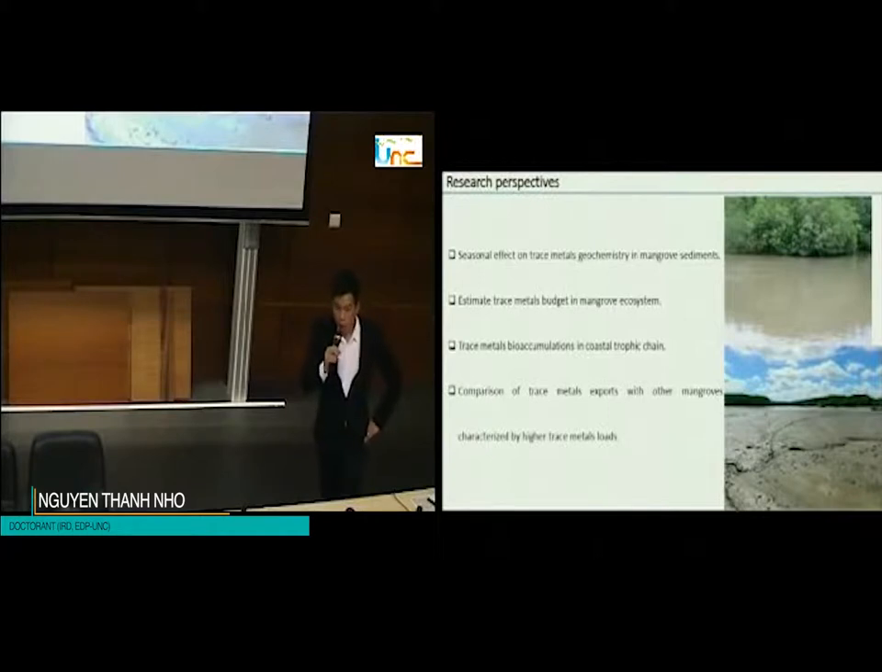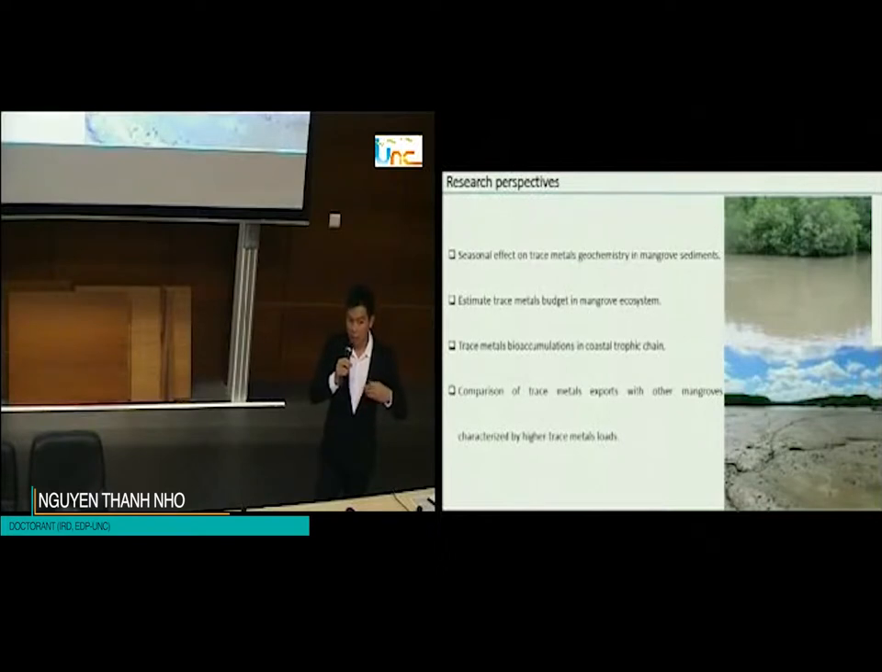Yes, and to do this, we need to calculate the metal fluxes from the mangrove to be sure the mangrove can act as the sink of the metal or the source of the metal, because in our findings we can see the high concentration of trace metal in the labile fraction and high trace metal in the pore water. They can be exposed to the water column and they can accumulate in the first trophic level, for example, microalgae or phytoplankton. And if they are exposed to the sea, maybe they can accumulate in the seafood.